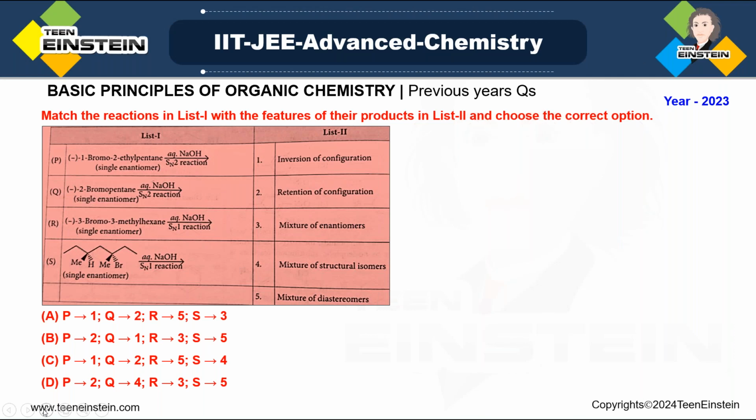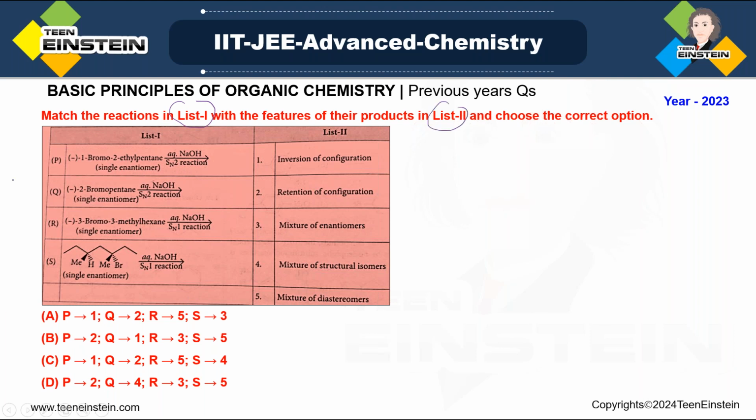Hello everyone. So here we will discuss previous year's questions from JEE Advanced exam, and that is from the chapter Basic Principles of Organic Chemistry. Here we have the first question. Match the reactions in list 1 with the features of their products in list 2.